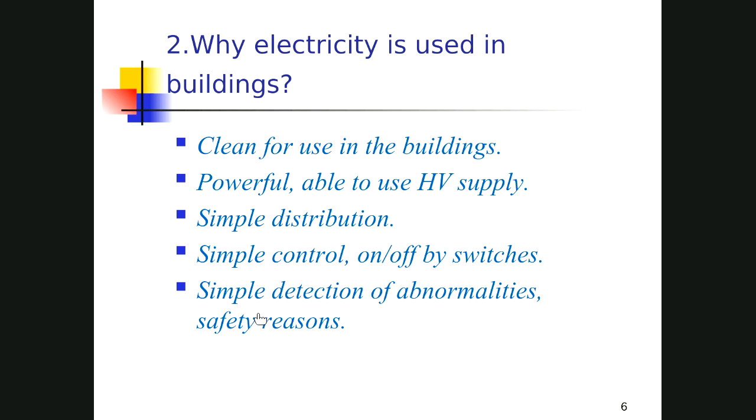Lastly, it is easy to detect abnormalities. When an accident occurs along the circuits, we can easily detect it using some equipment, so that we can solve it quickly. So that's why we are using electricity inside buildings.